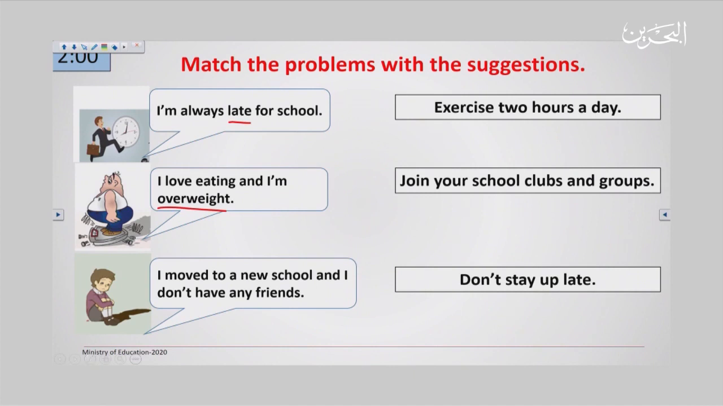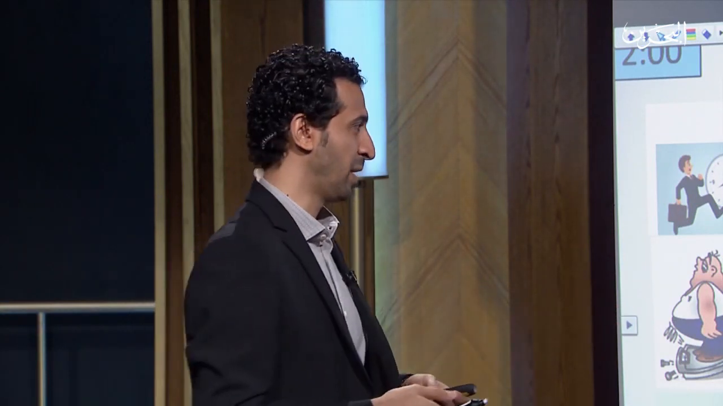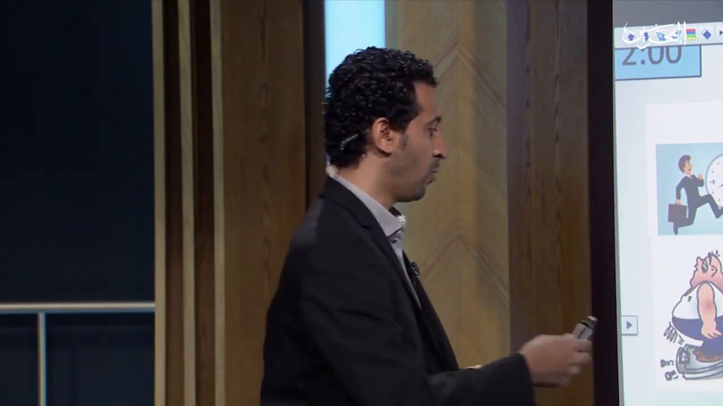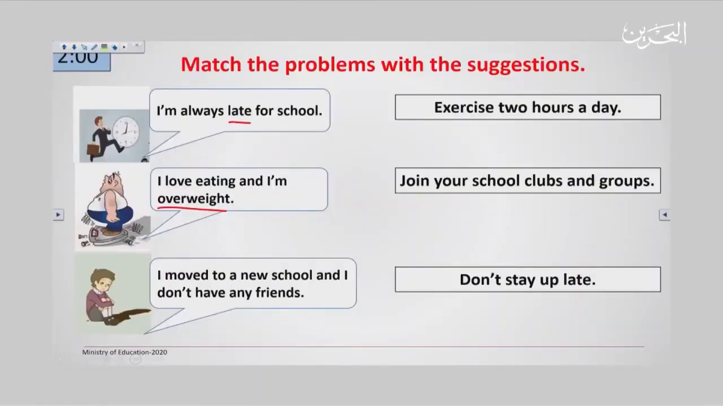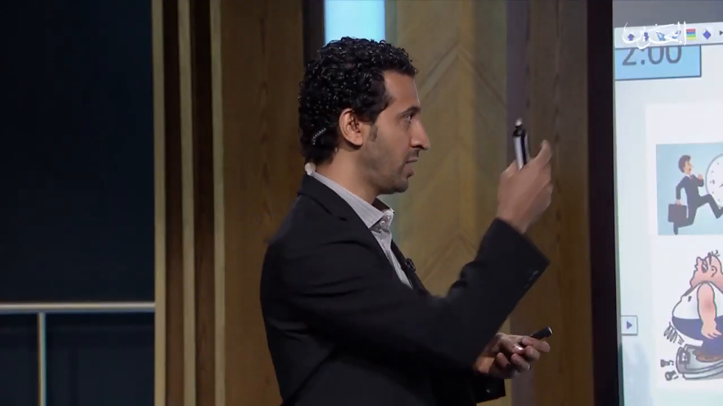Overweight is another word or a synonym of fat, but you can say overweight because it's much more polite than the word fat, because maybe other people might feel offended, so it's better to use this nice word, which is overweight. While the third problem is, I'm going to read it with you. I moved to a new school and I don't have any friends. So what is his problem here? Actually, he feels lonely and sad. So your job now, I'm going to give you 2 minutes, and you need to match each problem with the suitable suggestion.